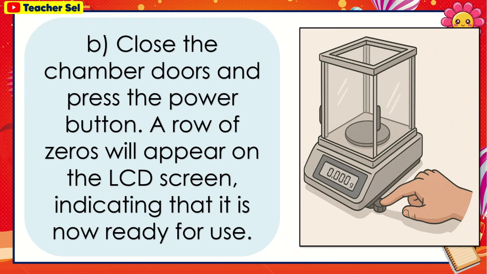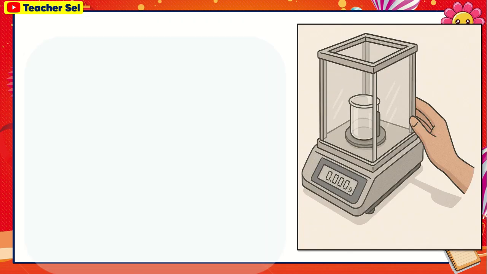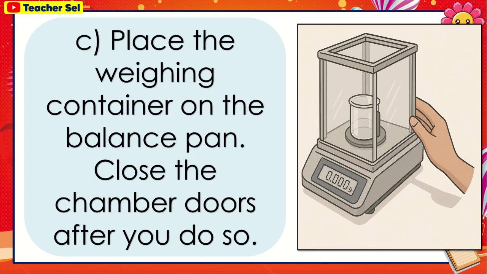Close the chamber doors and press the power button. A row of zeros will appear on the LCD screen, indicating that it is now ready for use. Place the weighing container on the balance pan. Close the chamber doors after you do so.